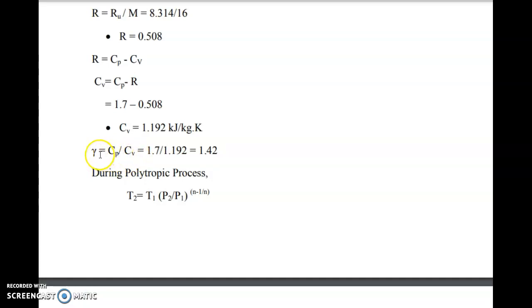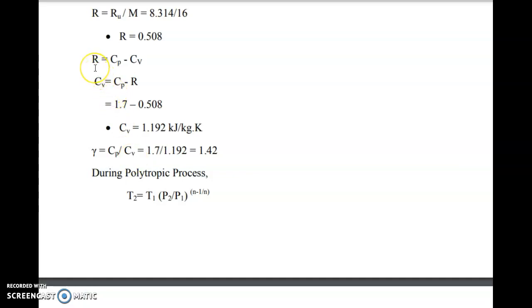Okay, so in our question, the Cp value is given. We don't know the value of Cv. We have to find out the value of Cv. How to find out the value of Cv? Okay, we don't know the value of Cv right now, so we leave that and go for the next thing.